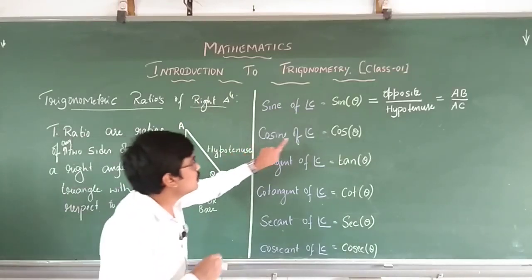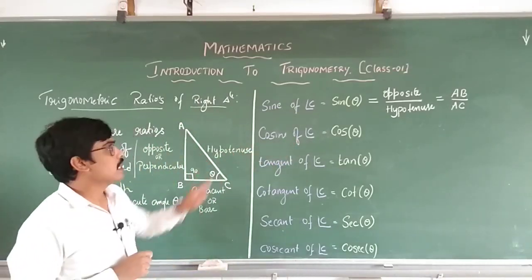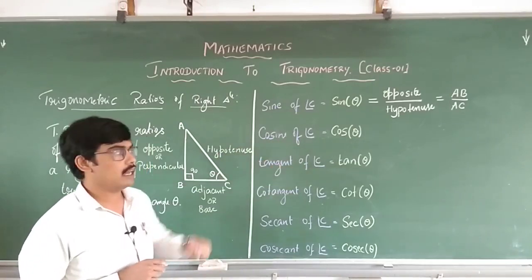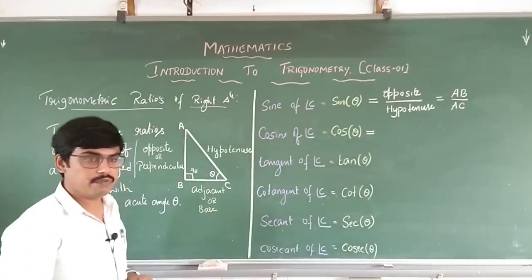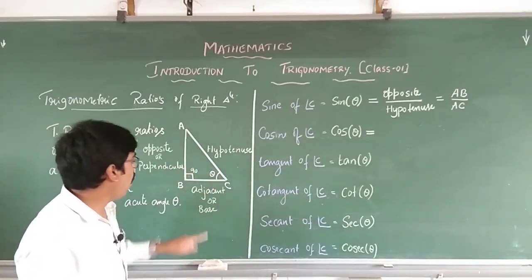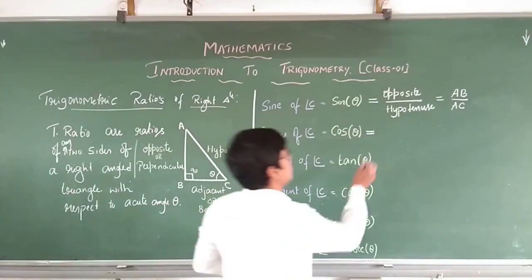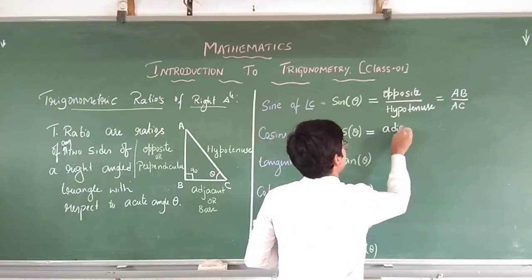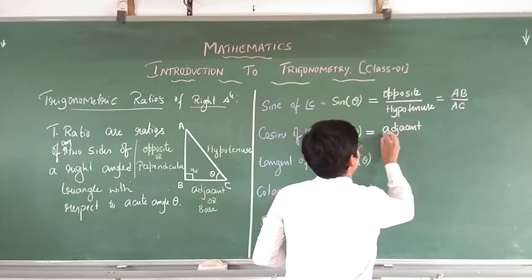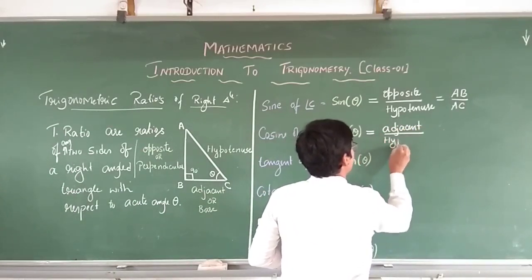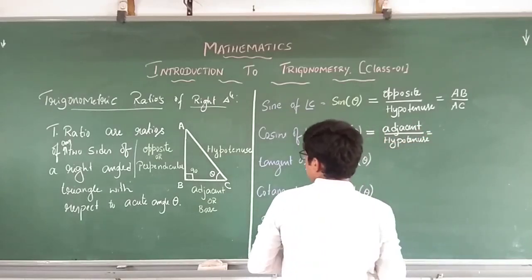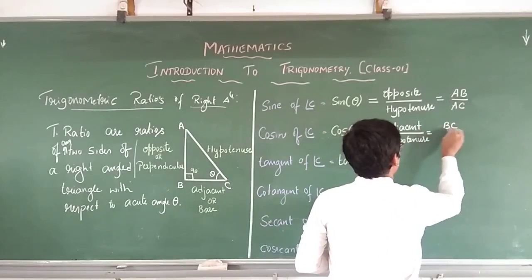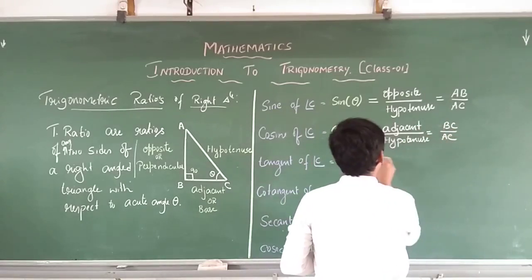Similarly, cos of the acute angle theta is defined as the ratio of the adjacent side divided by the hypotenuse. It is nothing but the adjacent side, BC here, divided by AC.